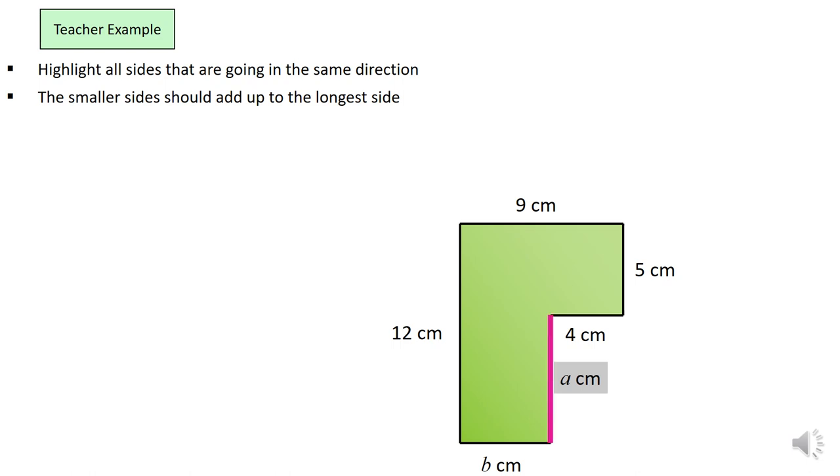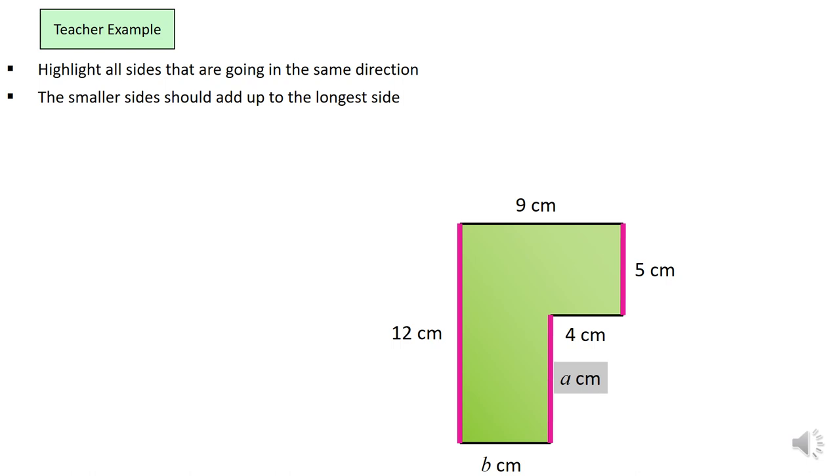So if we know that this line here is A, we want to focus on the other vertical lines. The vertical lines are the ones going from up to down. So we have got here 5 centimeters and we have got 12 centimeters. Now if we focus on the second bullet point, it's saying the smaller sides should add up to the longest side. Now, is A one of our shorter sides, or is it the longest side? As you can see clearly, it is one of the shorter sides.